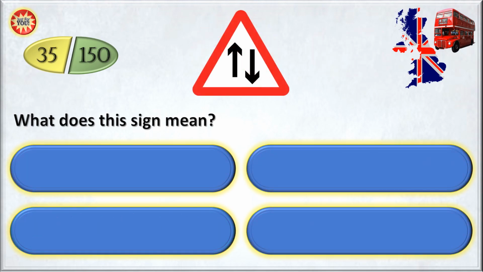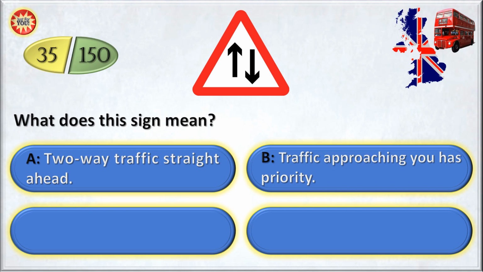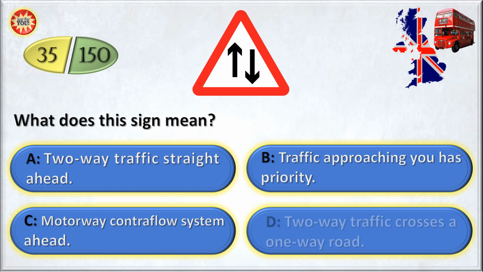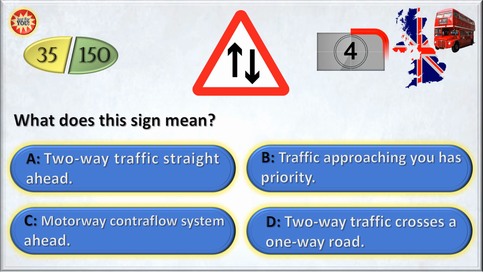What does this sign mean? Two-way traffic straight ahead. Traffic approaching you has priority. Motorway contraflow system ahead. Two-way traffic crosses a one-way road. Two-way traffic straight ahead.